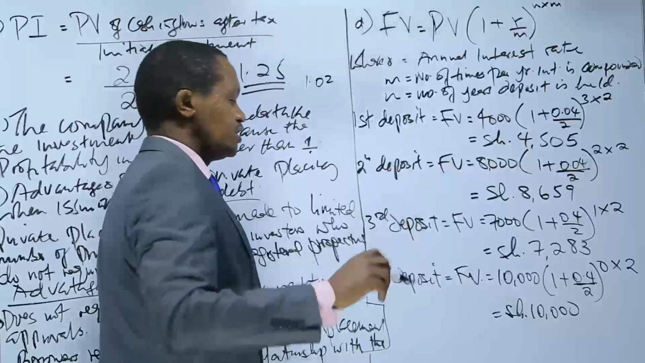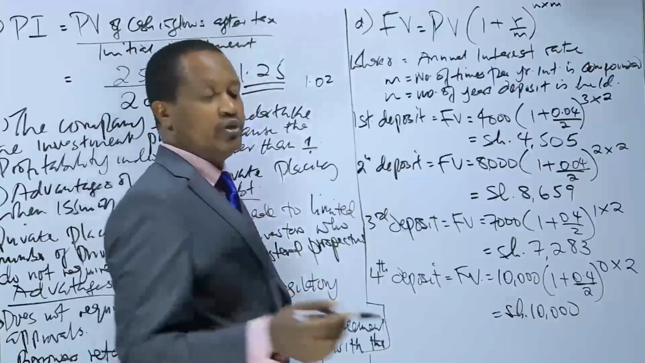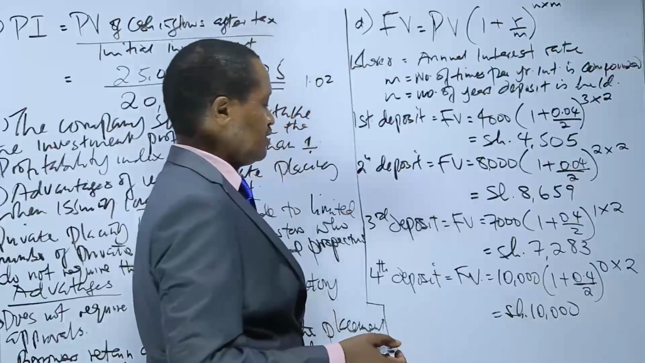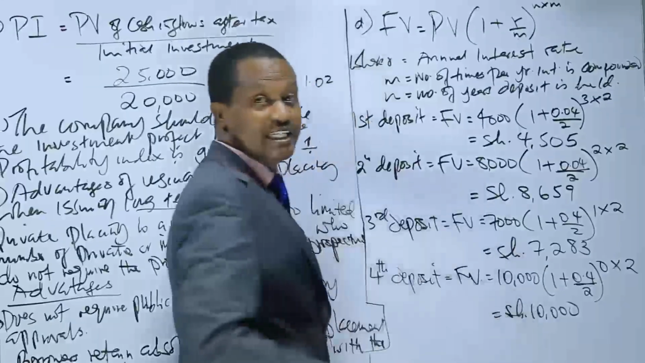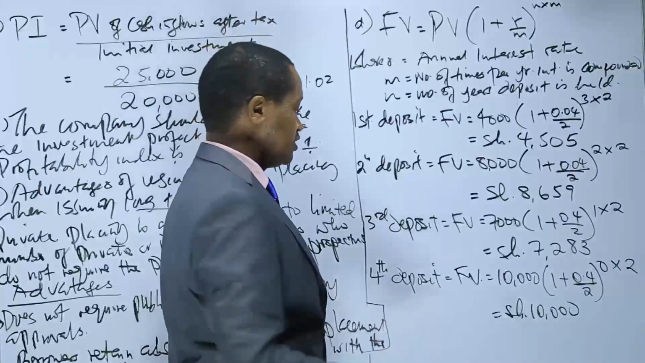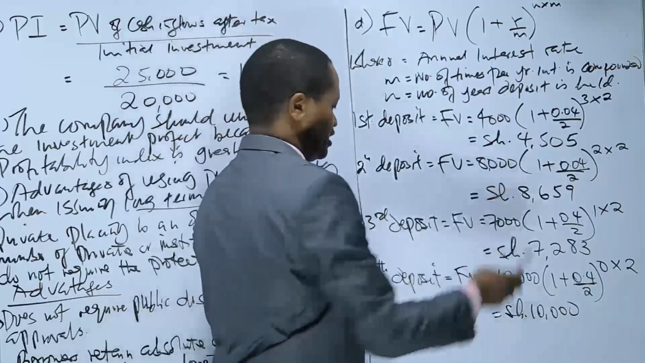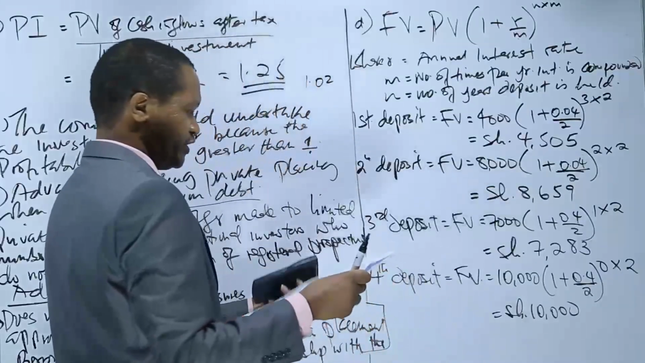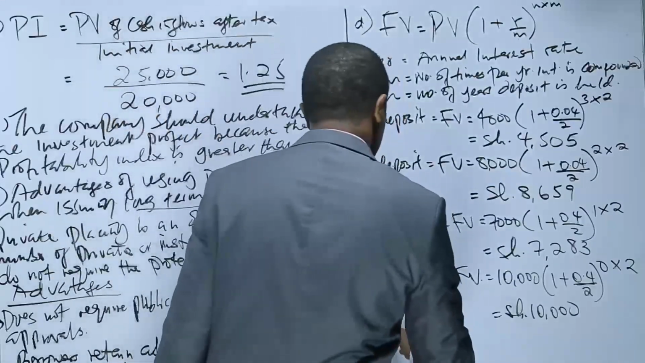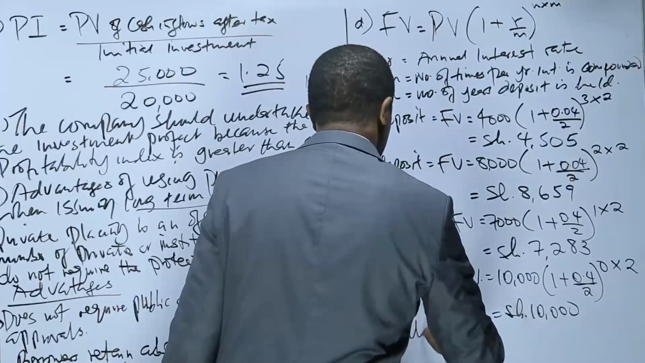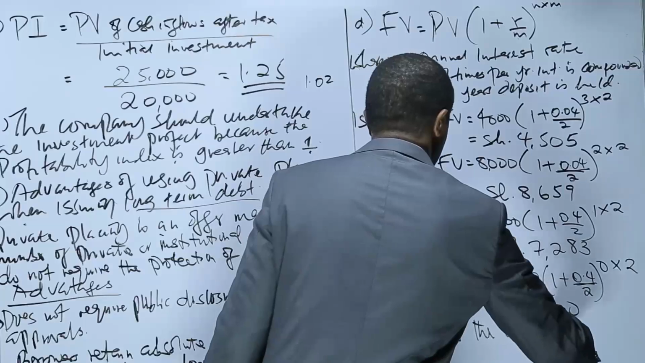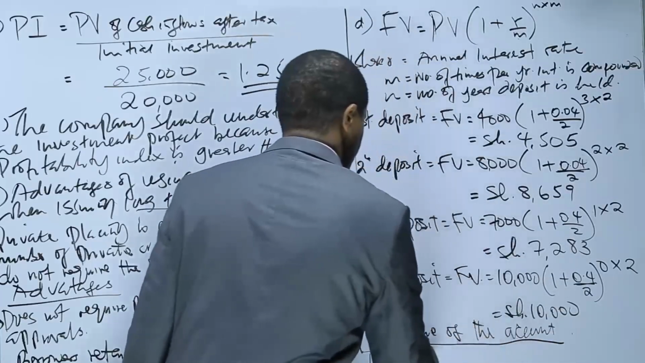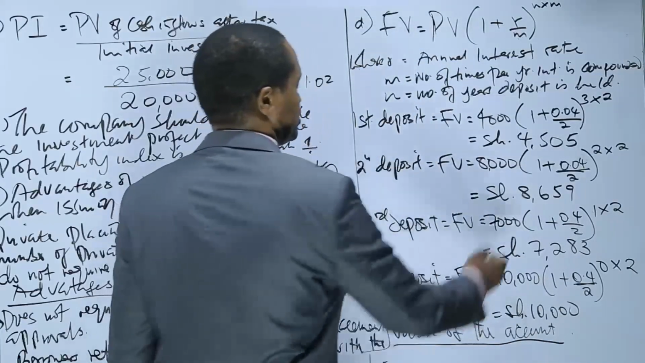The money was deposited in the bank at the end of year 4. We are calculating the total value at the end of year 4. So this 10,000 did not earn any interest by the time we are doing this calculation. So these are the amounts, and the question is the value of the account. So how do you calculate the value of the account?